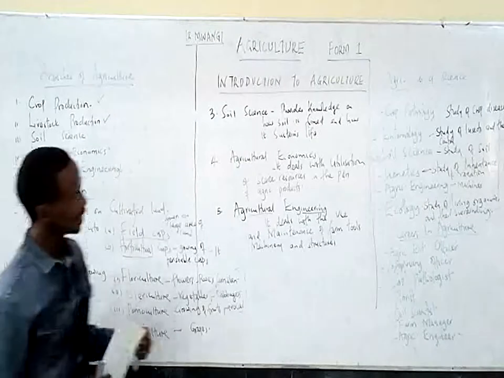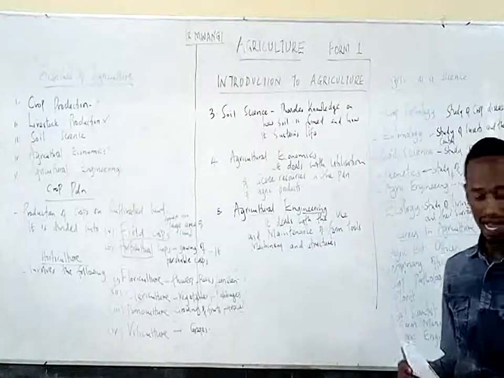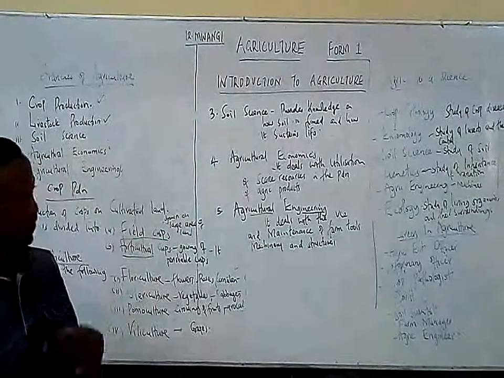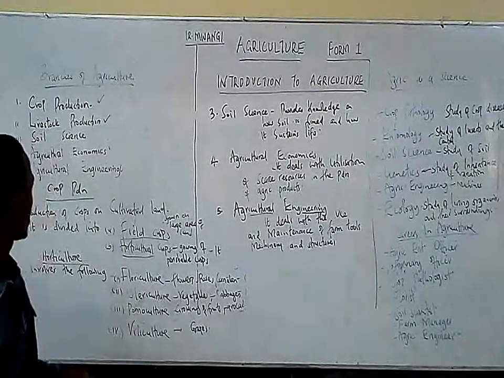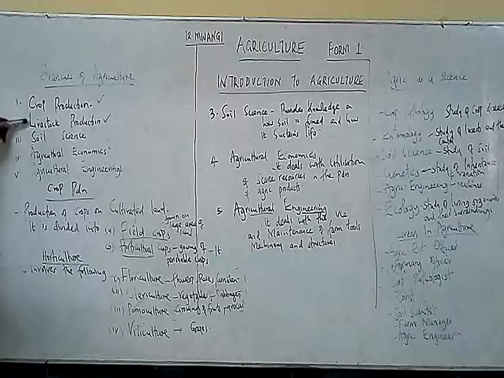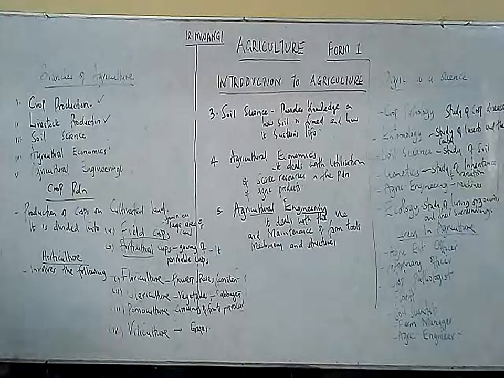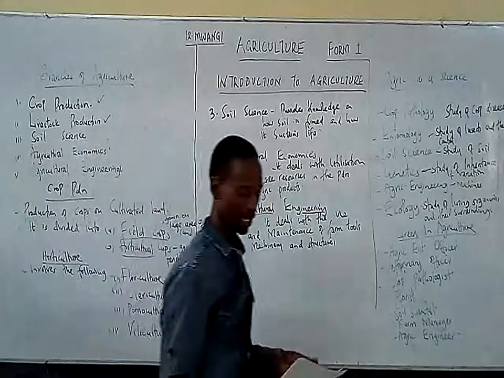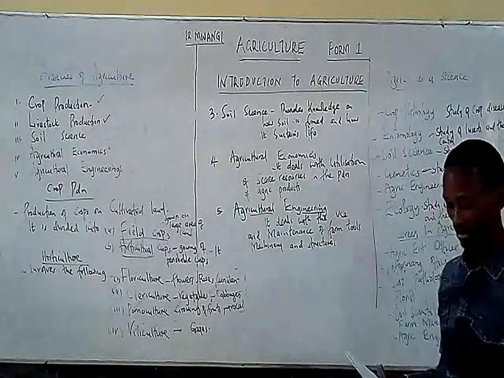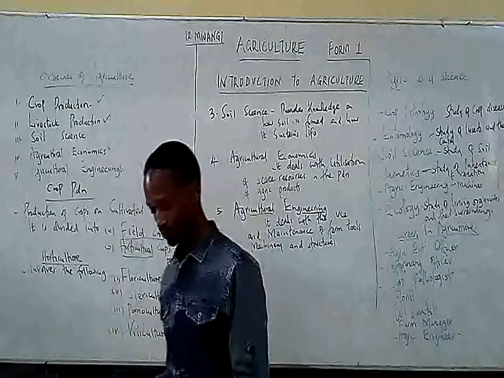So up to there, dear learner, today we have been able to look at the introduction to agriculture, agriculture as a science, agriculture as an art, and why agriculture is an art. We have also looked at the various careers in agriculture and the various branches of agriculture, which include crop production, livestock production, soil science, agricultural economics, and agricultural engineering. I hope you are now well introduced to agriculture. In our next lesson, we are going to look at farming systems.